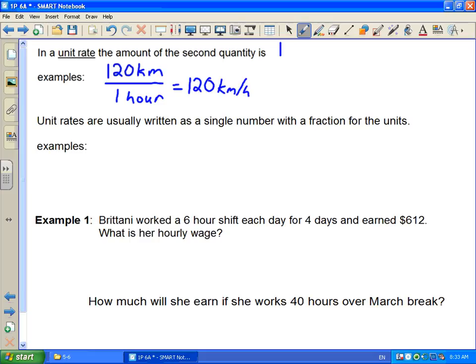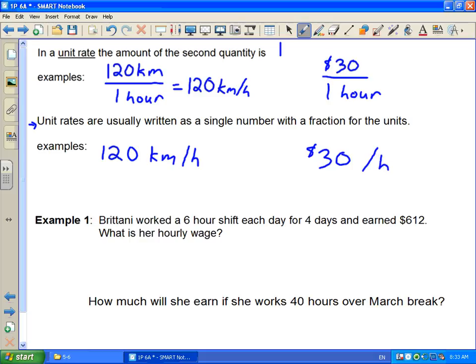Okay? As I've said right here, unit rates are usually written as a single number with a fraction for the units. Okay? So we take this and we write it as 120 kilometers per hour. Let's do another one here. Let's say you have a job and you get paid $30 for working 1 hour. This would be a unit rate, but we would usually write it as $30 per hour. This little slash here is read as per, which just means for each.